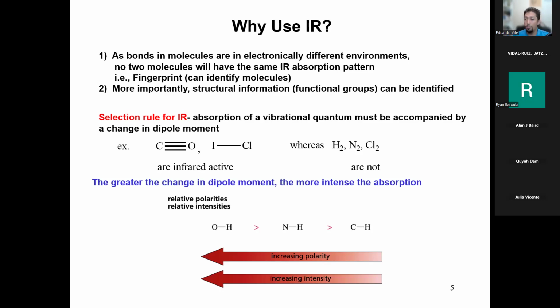So you need a polar bond. So carbon, oxygen, that's a polar bond. Iodine, chlorine, nitrogen, hydrogen, carbon, hydrogen. Oxygen, oxygen, it's the same atom, there's no polarity, so you don't see that either. And the more polar the bond, the stronger the bond, so the more energy it's going to take to vibrate it. Are we clear with that? There needs to be a dipole change in the molecule of a heteronuclear bond, that means different atoms, in order to see an IR signal.